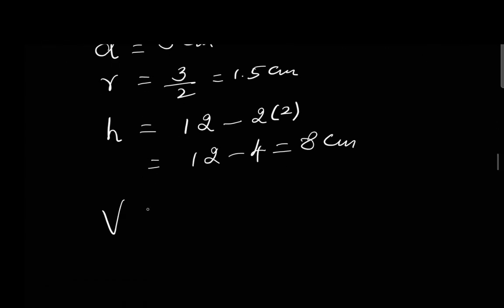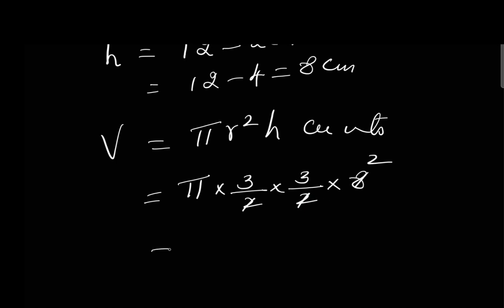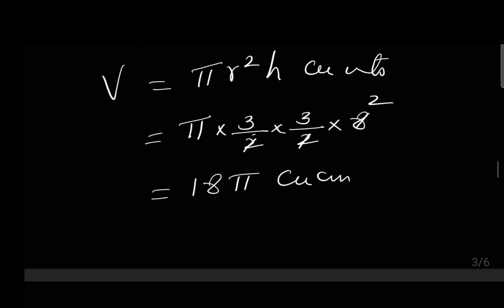Find the volume. So volume is equal to pi r squared h, cubic units. Keep pi as it is. And r is here 3 by 2. So don't substitute the decimal, just write 3 by 2. h is 8. Here 2 2s are 4. Here 4 2s are 8. So 3 3s are 9. 9 2s are 18 pi cubic centimeter.